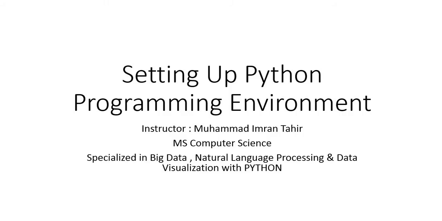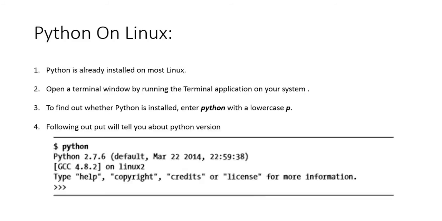In today's lecture, we will see how to set up the Python development environment on the Linux operating system. To set it up on Linux, you don't need a long list of instructions because Python is already installed on most Linux systems. To check this, you open the terminal of Linux and write the command python in small letters. You will get this kind of output in which the version of Python will be shown.